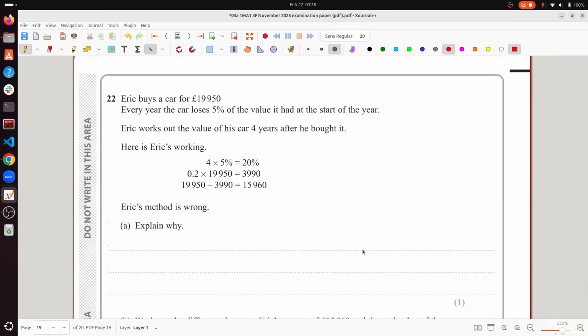Number 22 says Eric buys a car for 19,950 pounds. Every year the car loses 5% of the value it had at the start of the year. Eric works out the value of his car 4 years after he bought it. Here is Eric's working: 4 times 5 is 20%, 0.2 times that is this, and that is that. So Eric's method is wrong. Explain why. Eric has just used simple interest. The 5% of the value is going to change each year, so he should have used compound interest instead of simple interest.